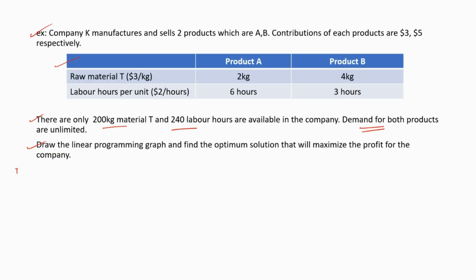Step 1. Let product A be the x-axis. If you want, you can assign product A to the y-axis as well. But here I am going to assign product A to the x-axis and let product B be assigned to the y-axis. The first step is done.